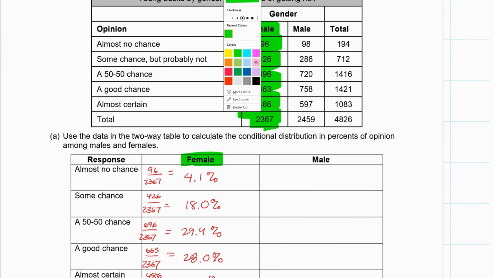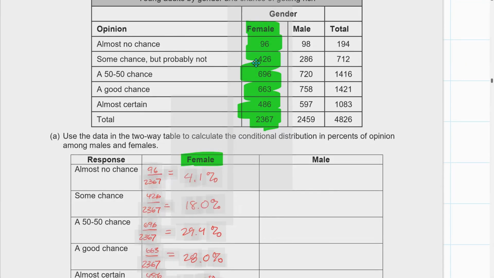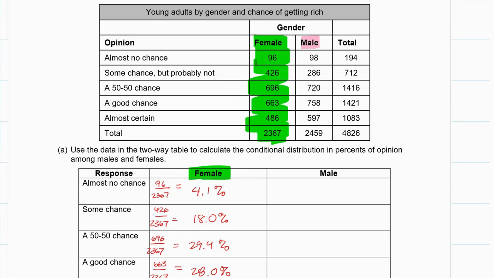Sorry, that was among the females. What does it look like if we look among the males? Then we're only looking at this column that I just highlighted in pink. And what are those numbers? 98 out of 2459. I've already calculated that. That's 4%. Those two numbers are pretty similar.